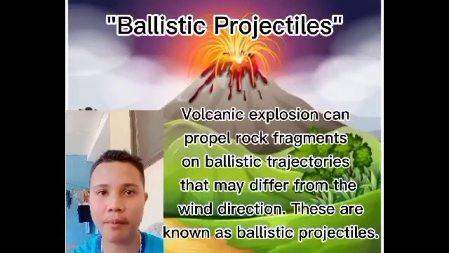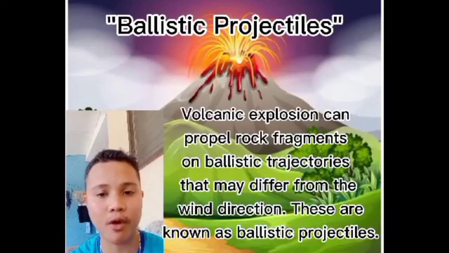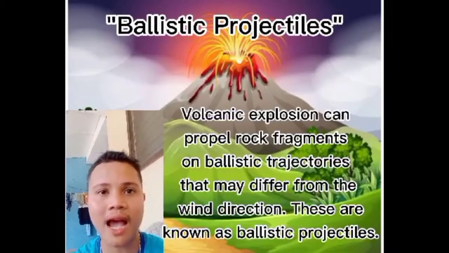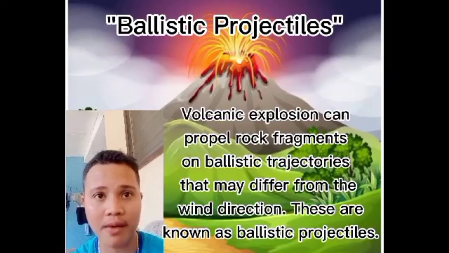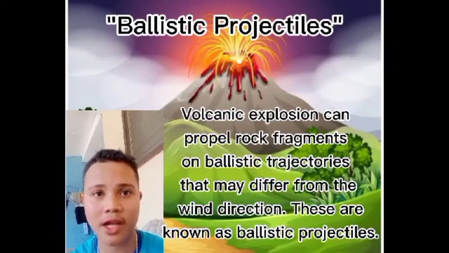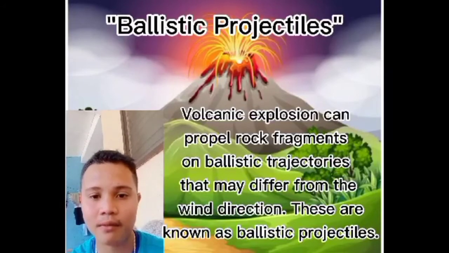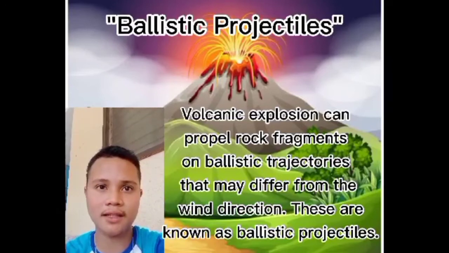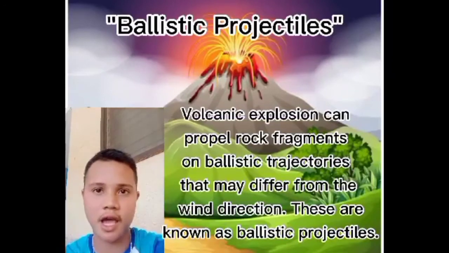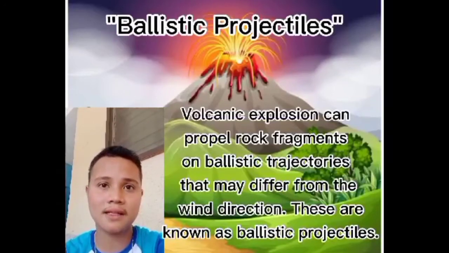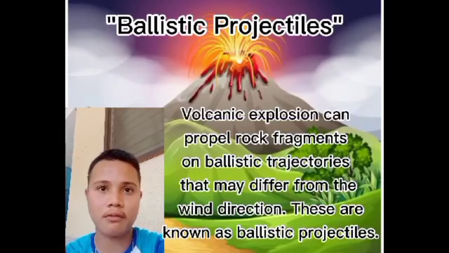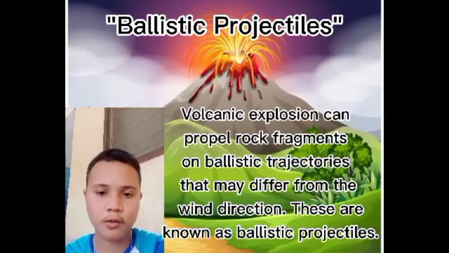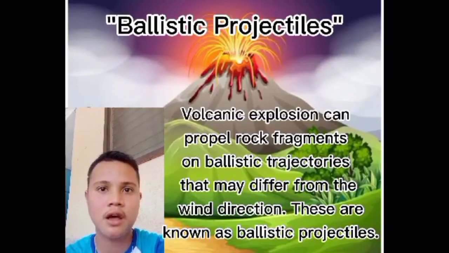And the last part of my report is the ballistic projectiles. Volcanic explosions can propel rock fragments on ballistic trajectories that may differ from the wind direction. These are known as ballistic projectiles. Ballistic projectiles are rocks that an erupting volcano may hurl into the air. These blocks and bombs travel like cannonballs and usually land within 2 kilometers of the vent.